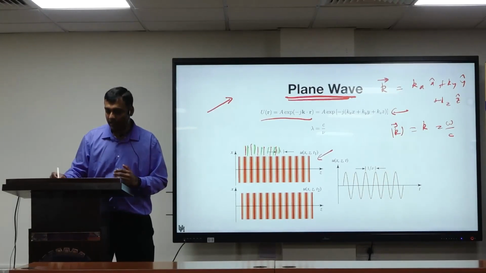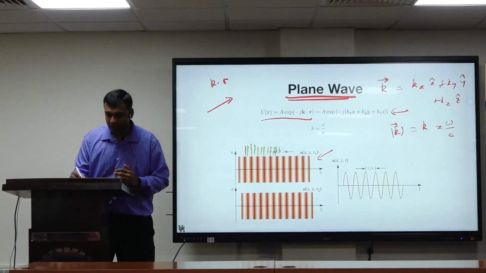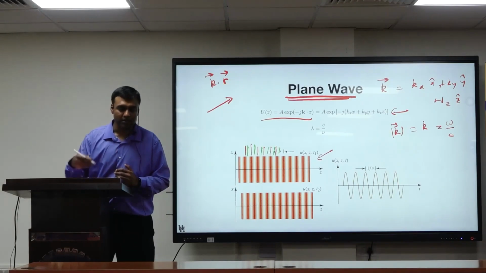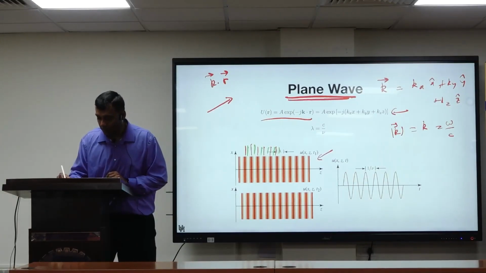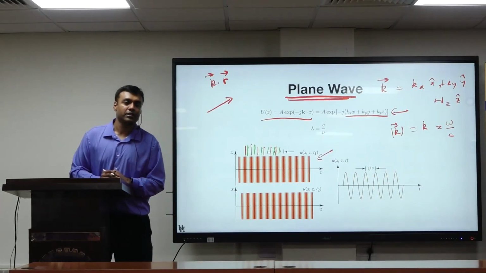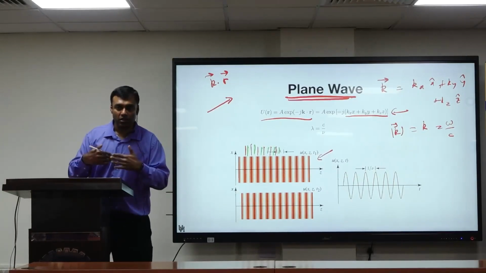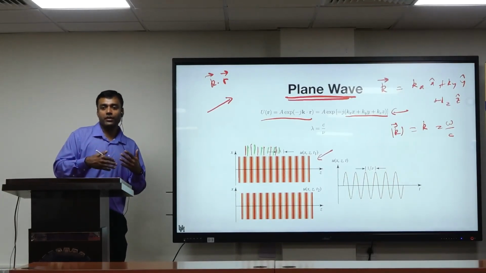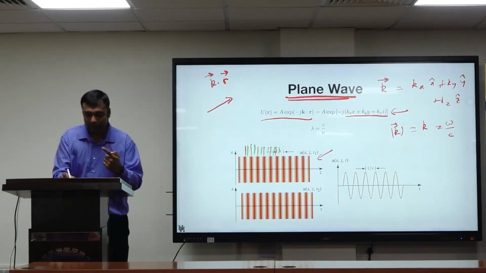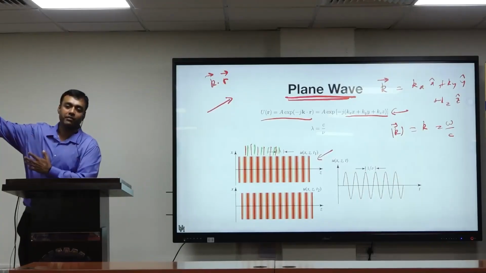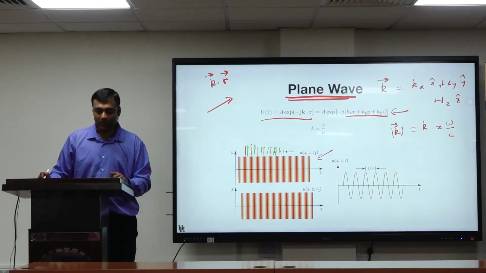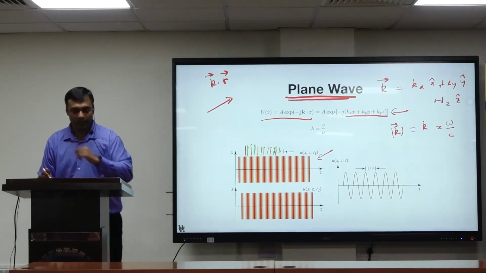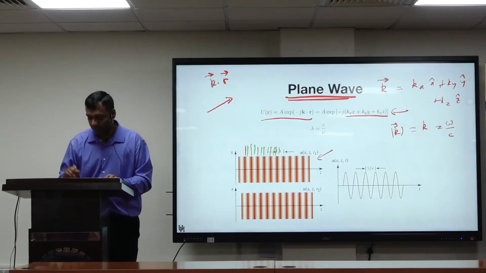So K dot r. If you take r as x hat plus y hat plus z hat, and you take the dot product, you will get Kx x plus Ky y plus Kz z. That's the dot product of two vectors. What we are saying is that K tells you the direction in which the plane wave is traveling, that's the direction vector of the traveling plane wave, and x, y, z is space.